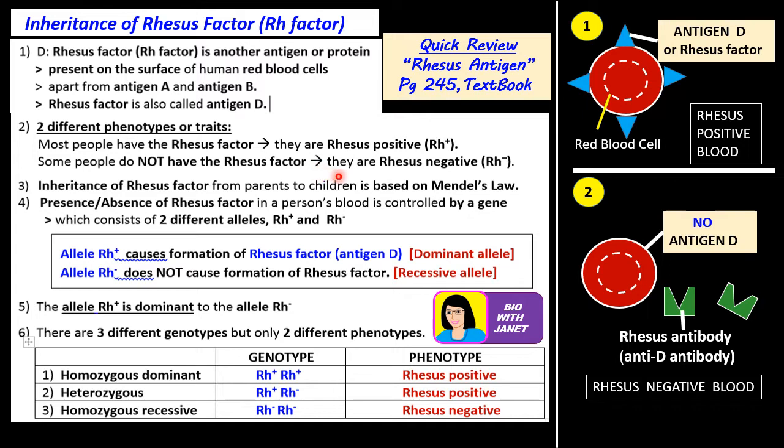Okay, so some people do not have this rhesus factor. Now their red blood cells will be something like this, without any antigen D or rhesus factor or the particular protein on the surface of their red blood cells. Okay, so they are said to be rhesus negative. Okay, so there's no advantage to being rhesus positive or rhesus negative, right? It's just a trait.